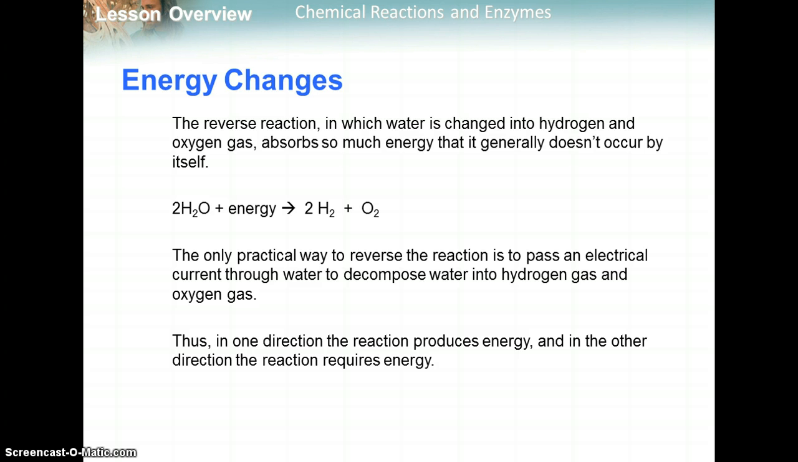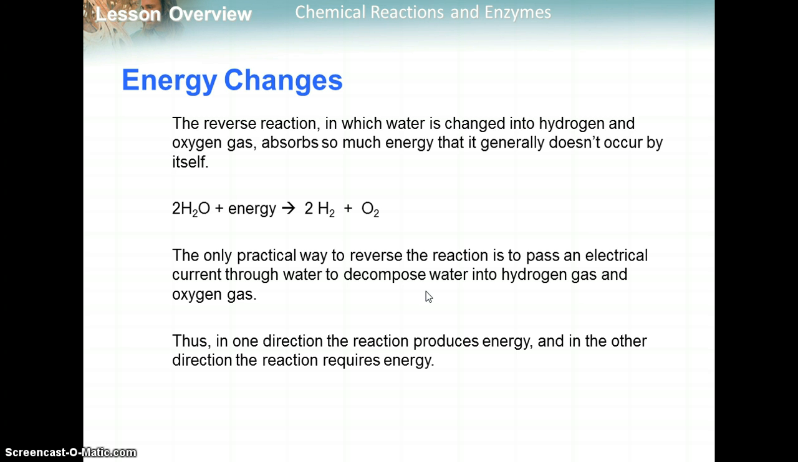The reverse reaction: if you had water and you wanted to separate the hydrogen and oxygen, you need a lot of energy to do that. So it won't happen spontaneously. You're not going to see a puddle of water just break apart into hydrogen and oxygen. You can do that if you pass an electrical current through it. That would be your energy source that would decompose water into hydrogen gas and oxygen.